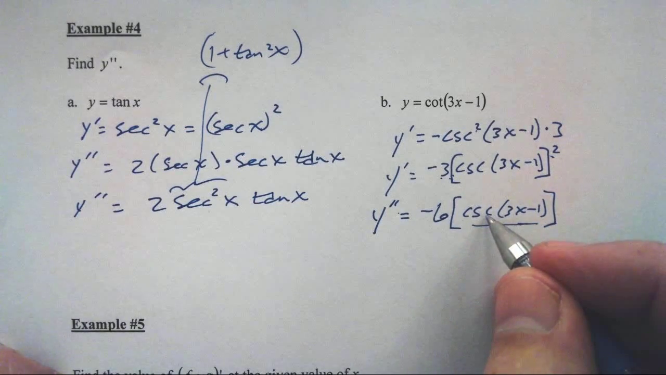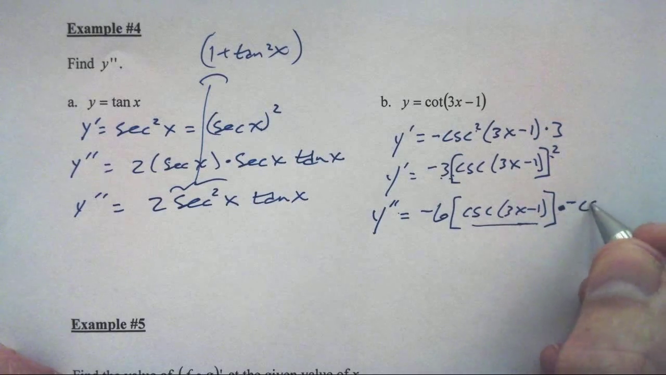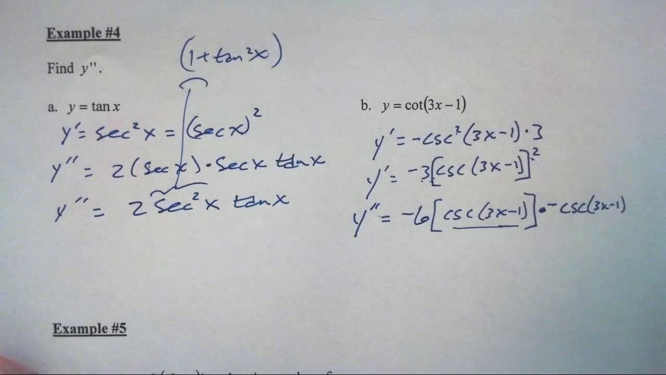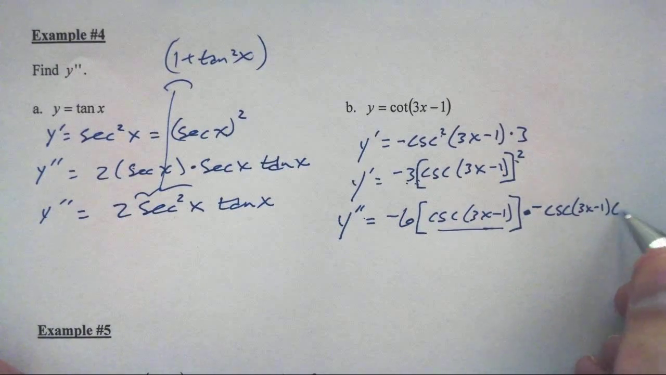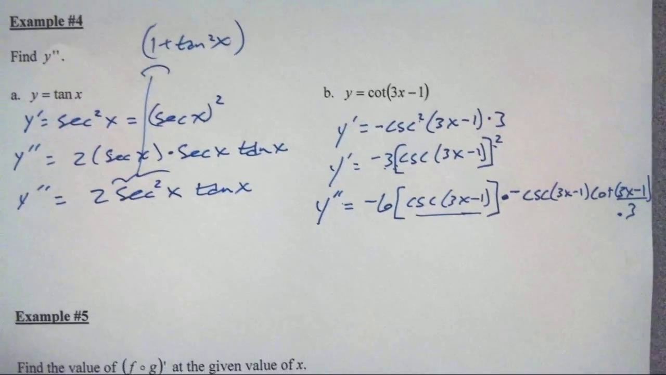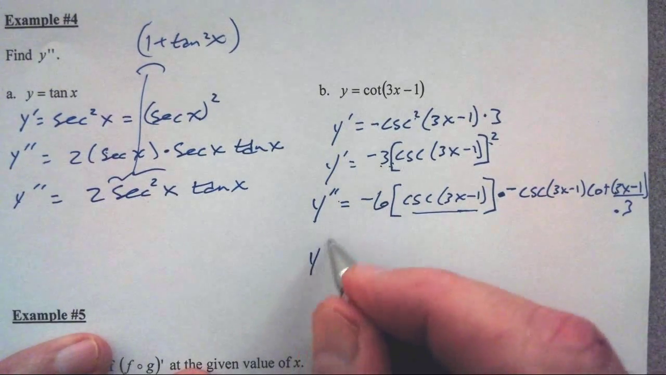Derivative of cosecant, so times negative cosecant, leave the baby alone, 3x minus 1, I'm running out of room here, cotangent of 3x minus 1, and treat the baby times 3. My apologies for pinning myself in there. So what do we end up with?